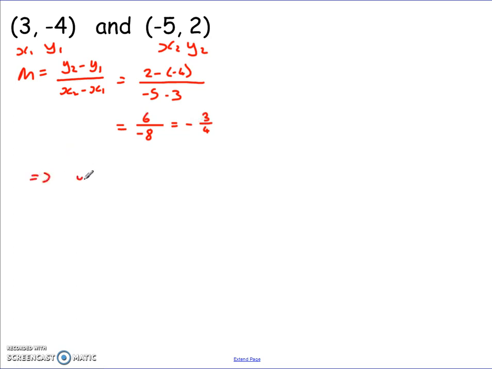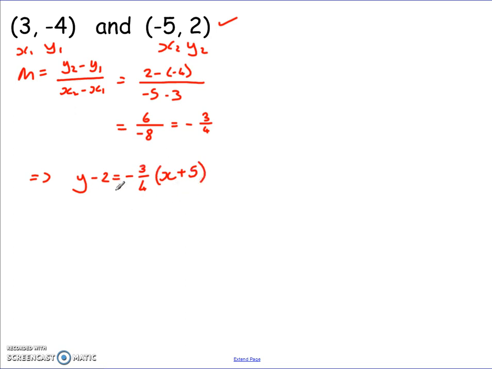What I then do is plug it into my y minus b equals m(x minus a). So I'm going to pick this point here and then plug that in. So y minus b, y minus 2 equals m, so -3 over 4, bracket x minus a, so it's minus minus, so it becomes x plus 5.